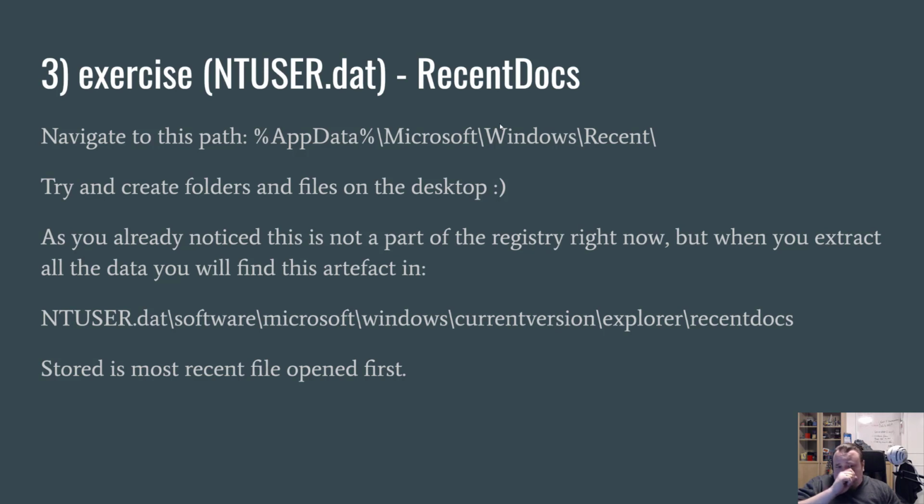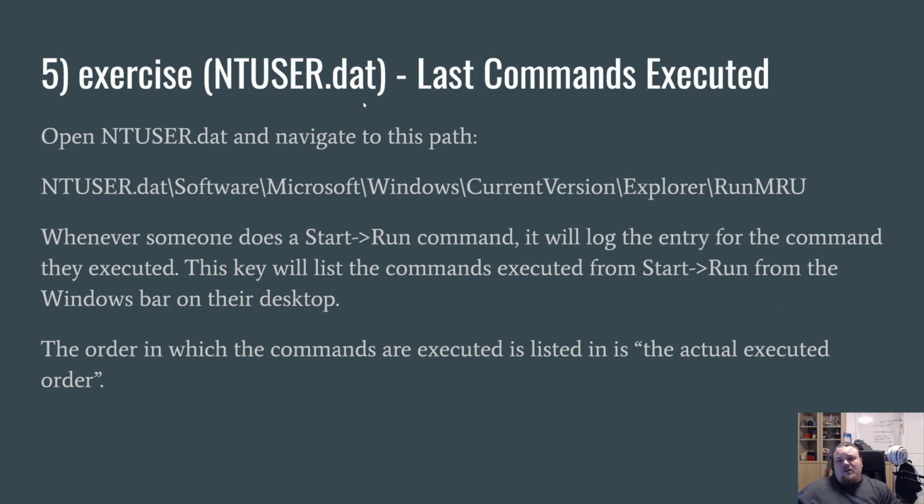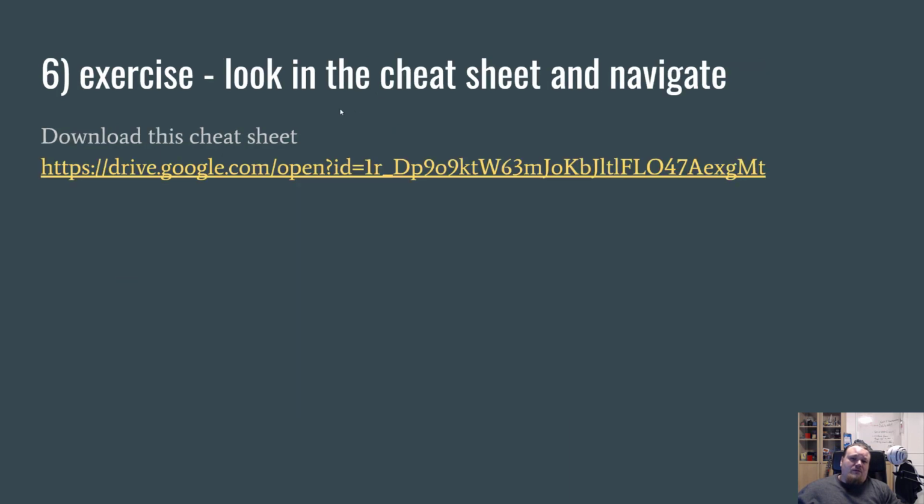So you're going to find out what these artifacts mean. I actually suggest you go ahead and do the room on TryHackMe called Windows Forensics 1. I'm going to mention that in the description and put a link to it, so you know that this video expects you to have some knowledge already. Exercise 4, TypedPaths. Exercise 5, last command executed. And let me just, yeah, that file is a cheat sheet. I'm going to link that in the description.